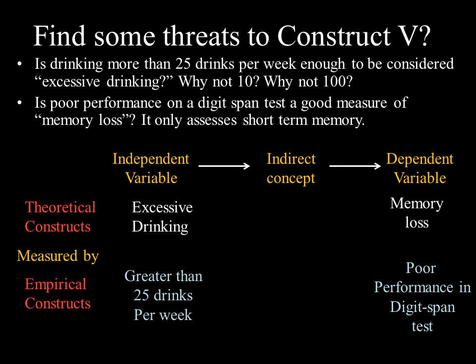What about some threats to construct validity? Well, in our hypothetical study, is drinking more than 25 drinks per week enough to be considered excessive? Why not 10? Or maybe 100? What criteria are you going to use to define excessive drinking? Or alternatively, is poor performance on a digit span test a good measure of memory loss? Because in reality, it only assesses short term memory. So therefore, you have to question, is it the best measure of your theoretical construct?